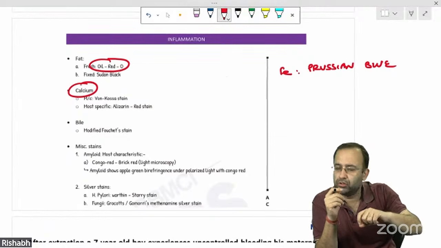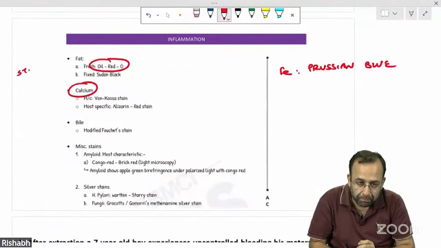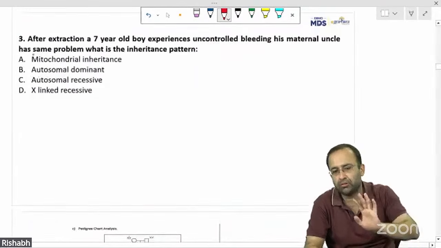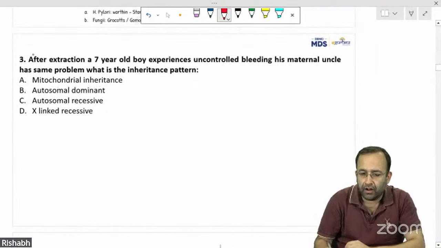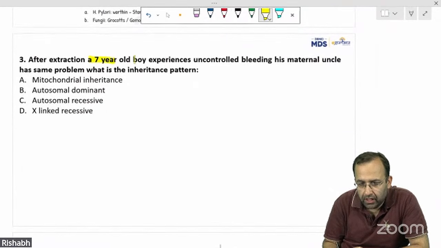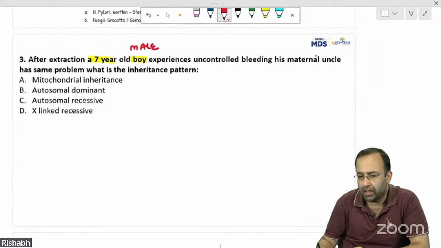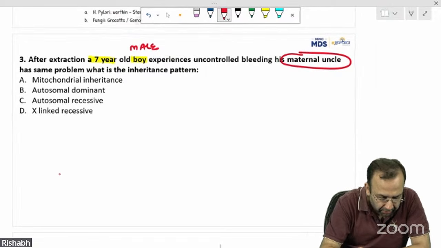I am quickly telling you one or two more points because that can be helpful in INI also. So please have a good look at the stains. Fat, that question was straightforward: Oil red O. Next, after extraction, a 7-year boy, meaning he is a male, is having uncontrolled bleeding. Maternal uncle has the same problem. So males are affected, na?